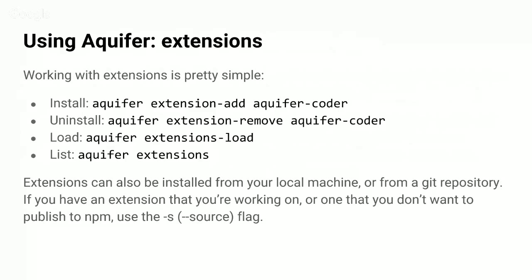Extensions can also be installed from your local machines. So in this example, I was installing Aquifer Coder, which is on NPM's registry. So it'll go ahead and grab that from GitHub. But if you want to install an extension that you're writing or working on, or you want to install a custom one that you have pushed up to your Git repository, but you don't want to publish it to NPM, you can use the -s or --source flag. And that'll take a full path to a folder that contains an NPM module that is an Aquifer extension, or a Git repository like URL. Any of that will work.